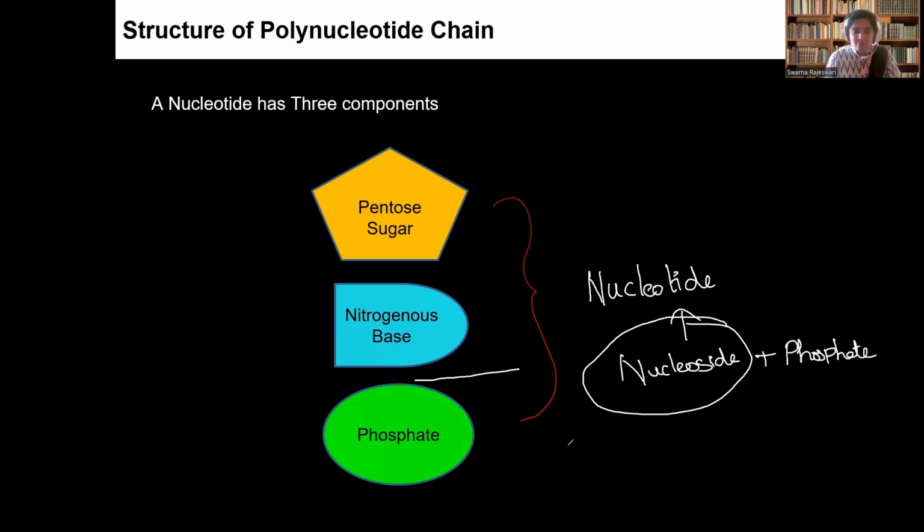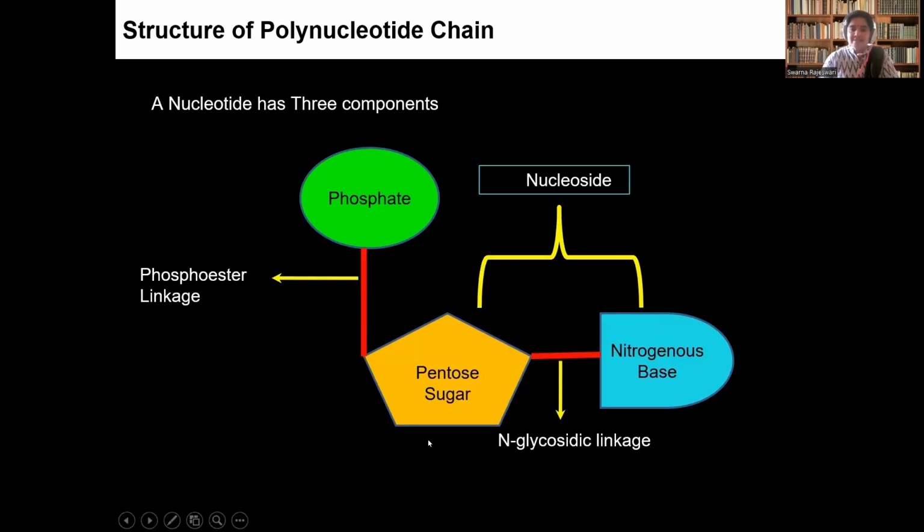In the coming slides, we will see what type of pentose sugar is present and what the different nitrogen bases making up our DNA as well as RNA are. Phosphate is the same. Pentose sugar and nitrogen base we call a nucleoside. Pentose sugar, nitrogen base, as well as phosphate, all three we call a nucleotide.